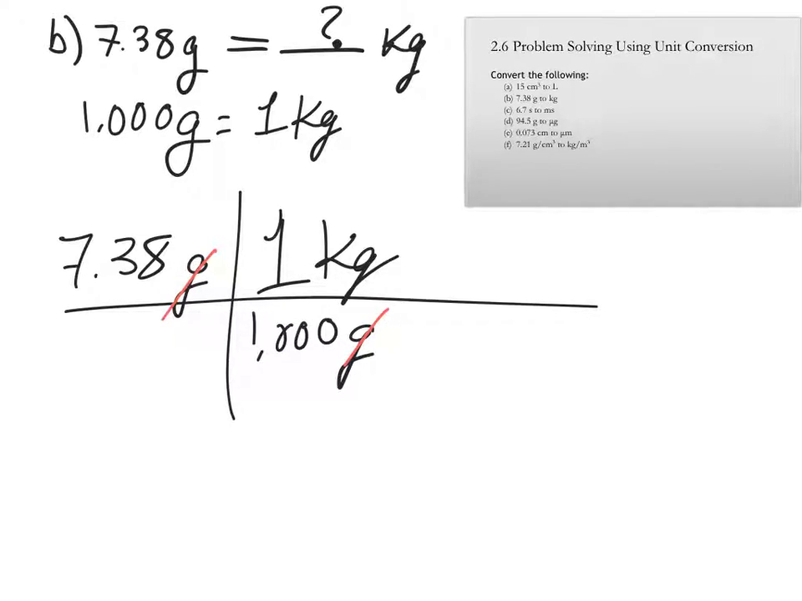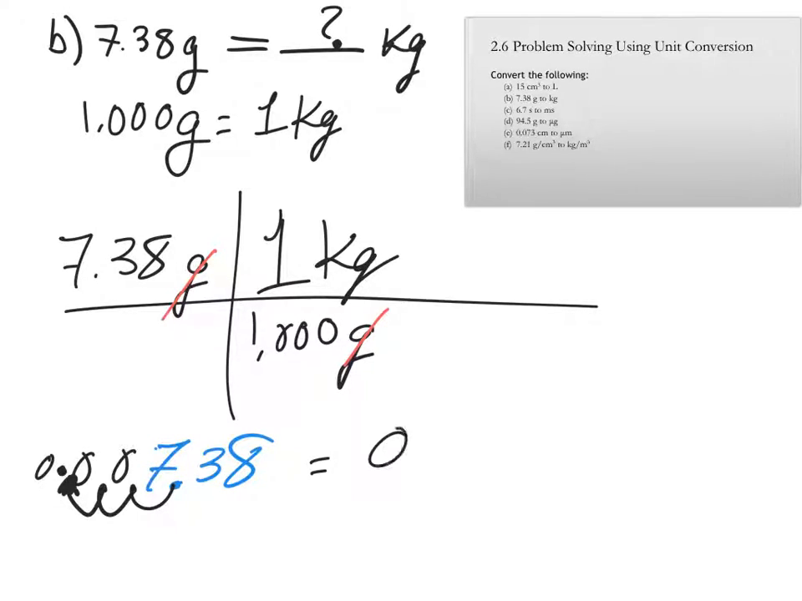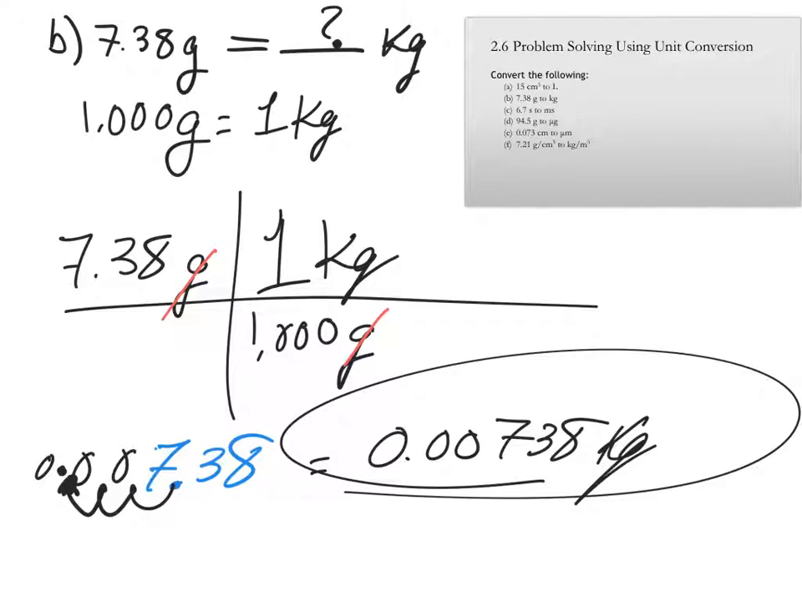7.38 divided by 1,000, you could write it out like this. You could move the decimal place 1, 2, 3 times, and you've got a 0, 0, your decimal goes there, and a 0 to the left. So 0.00738 kilograms. You could also have written the 1,000 as 10 to the third, and then the number of zeros here tells you that power there, which also tells you how many times the decimal place moves.